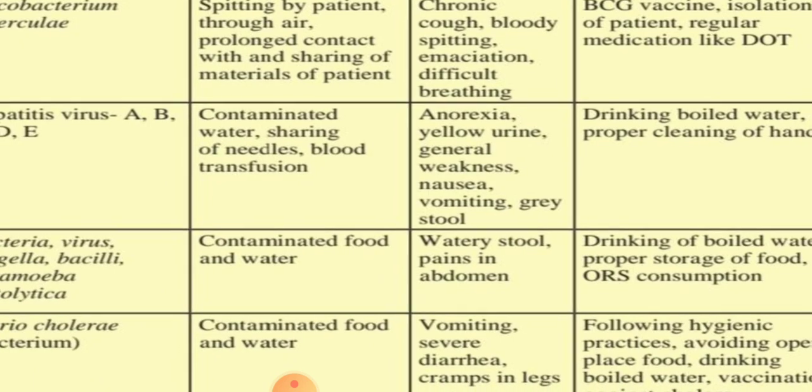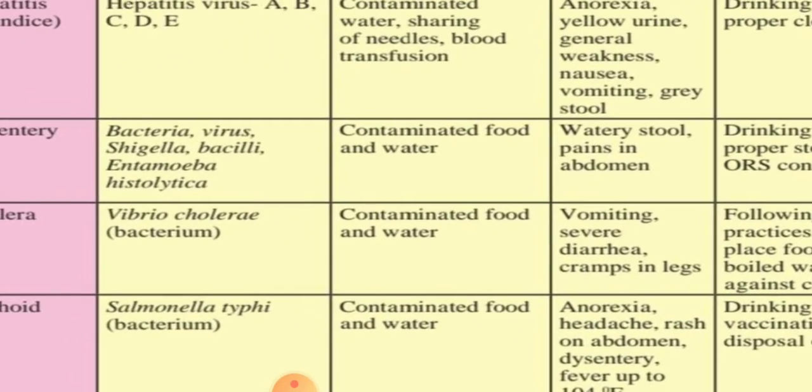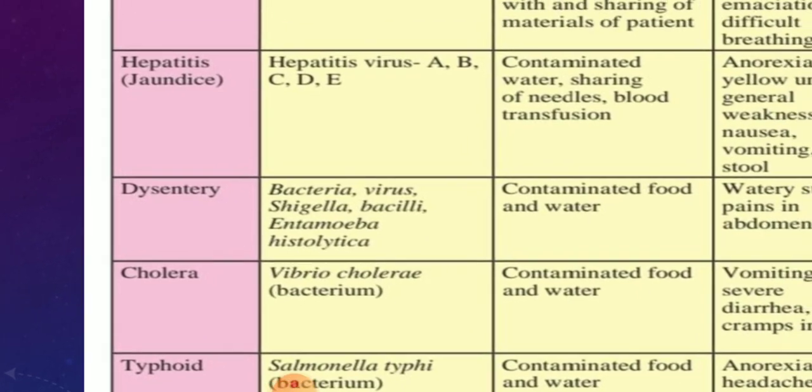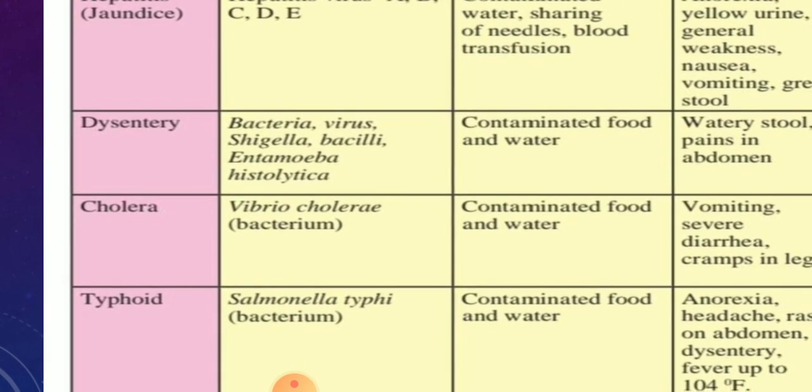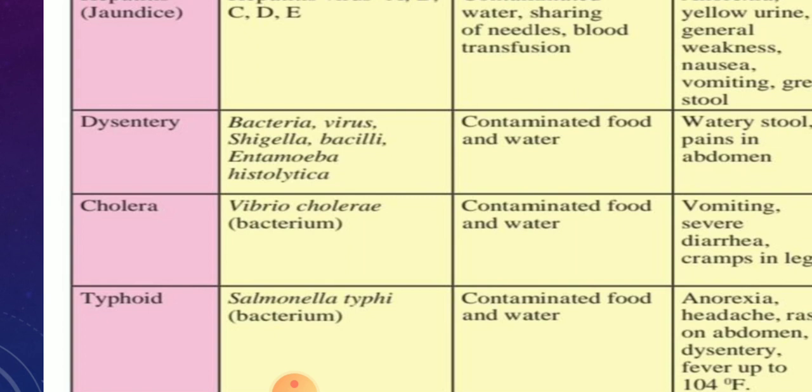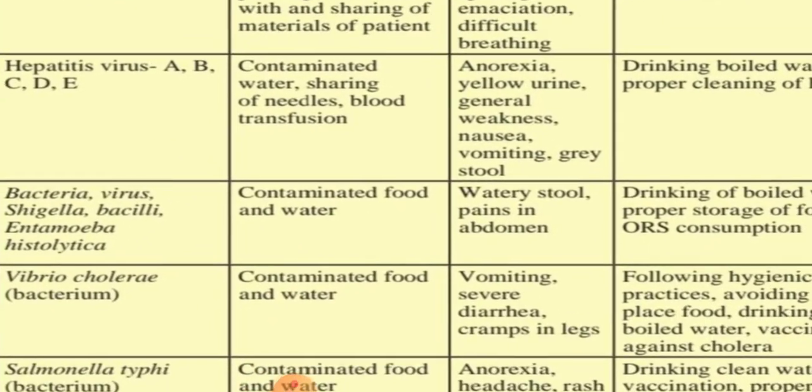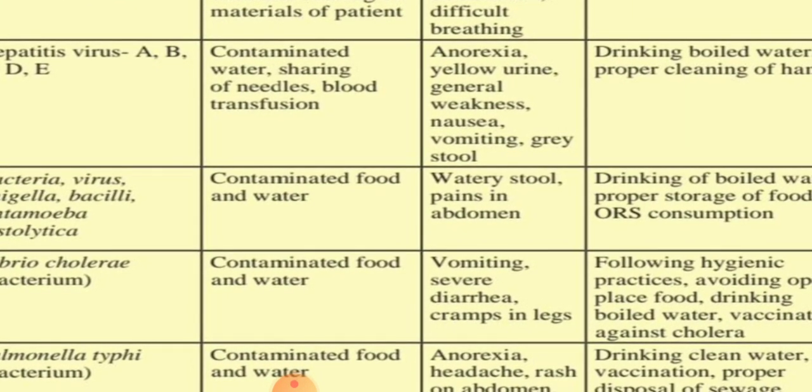Next is dysentery. Dysentery means you feel like going to the toilet regularly, for excretion. Dysentery is caused because of bacteria, virus, Shigella, Bacilla, Entamoeba histolytica. This is one name, Entamoeba histolytica. Mode of infection is contaminated food and water. Contaminated means dirty, which is polluted, which has a large amount of microorganisms.